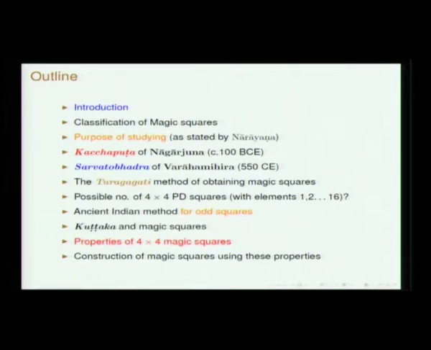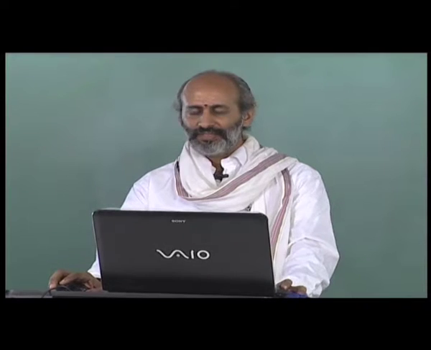Then we will discuss the horse motion method, horse move, Turaga Gati. Turaga, Turanga, Turangama, all the 3 words refer to horse in Sanskrit. So, Turaga Gati is a method of obtaining magic squares. In fact, Narayana Pandita discusses this at great length at the beginning of his chapter on Bhadra Ganita, and then he moves on to various other ways of constructing magic squares.